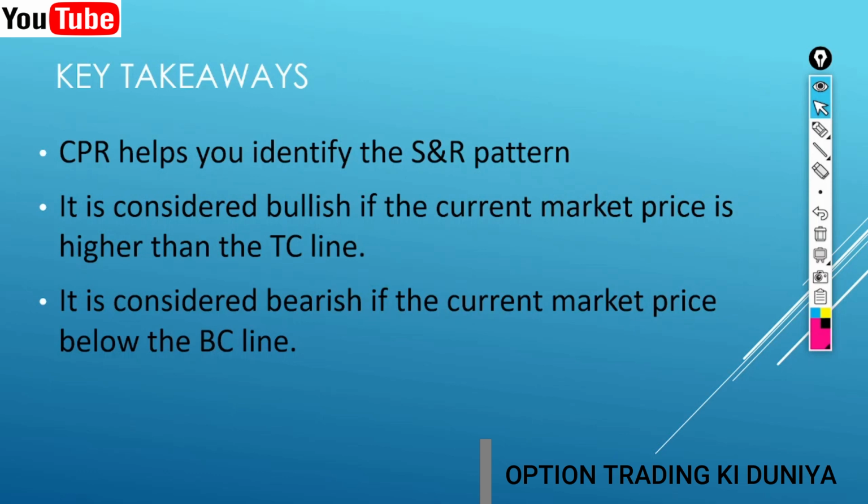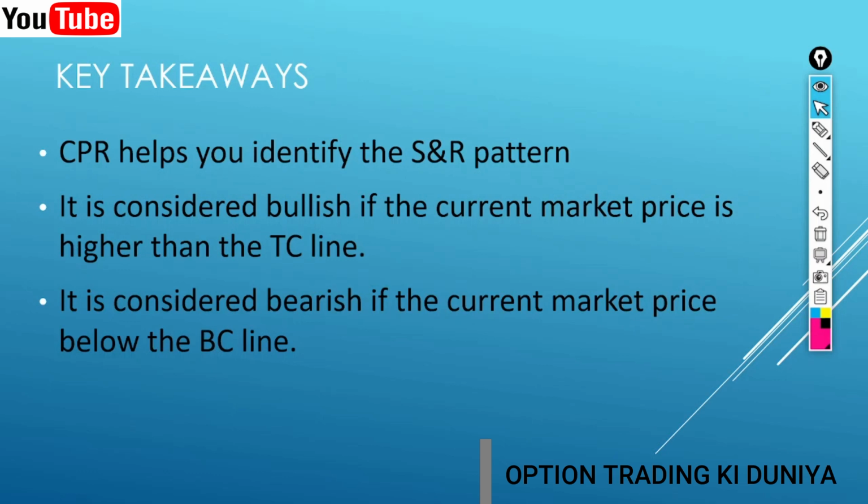And in that I said it is considered bullish if the current market price is higher than the top central pivot line. It is considered bearish, with the charts I had shown you, if the current market price is below the bottom central pivot. So bullish if the breakout is above the top central pivot. It is bearish if it is below the bottom central pivot. You can take trades accordingly.